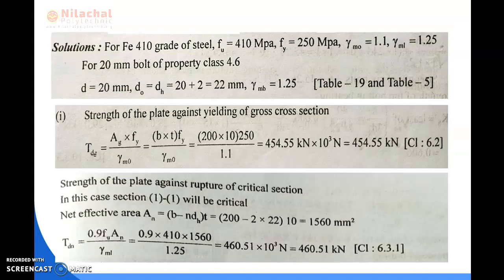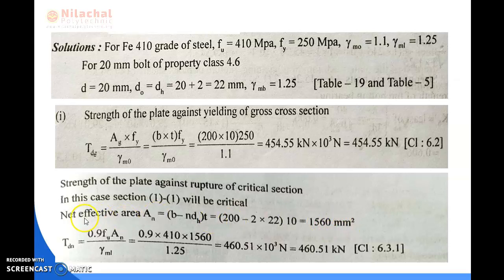Okay. So now put the value in this formula. B is your 200 mm. Number of critical bolts is 2. The diameter of the hole is 22 and the thickness of the plate section is 10. So by calculating this value, we got 1560 mm square.